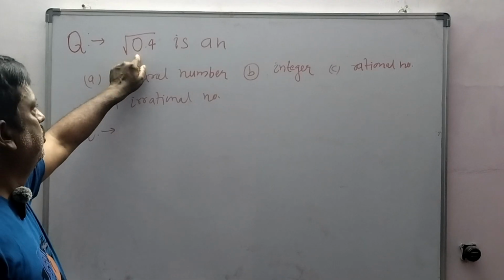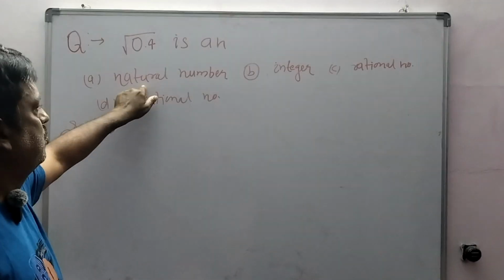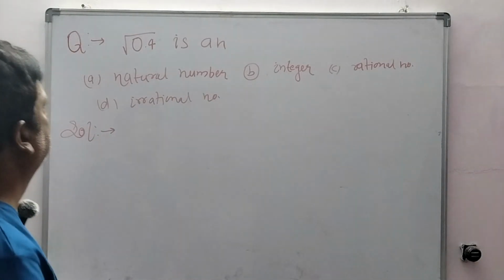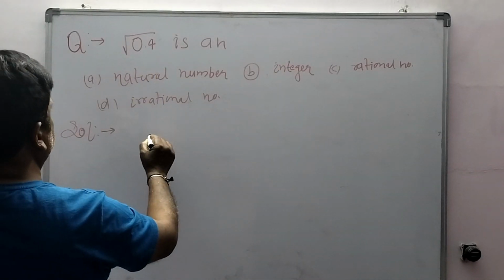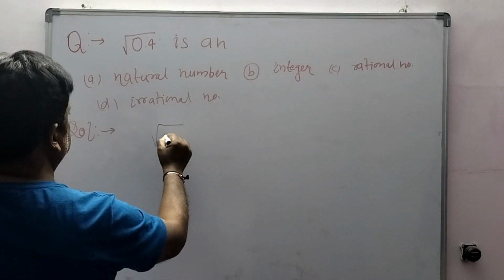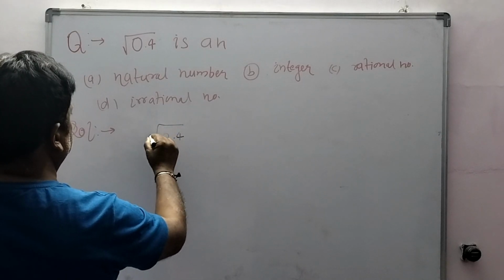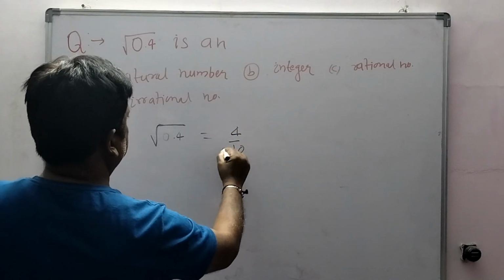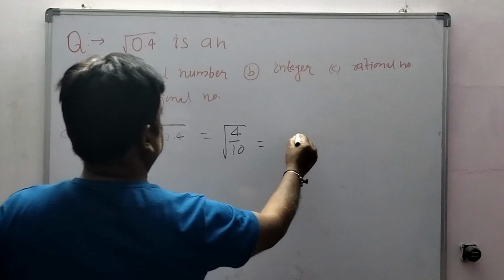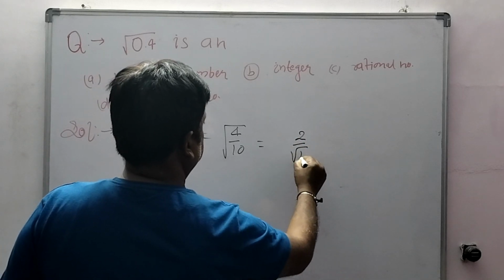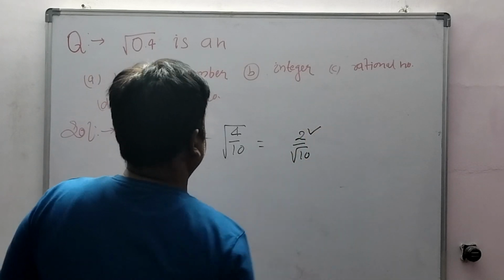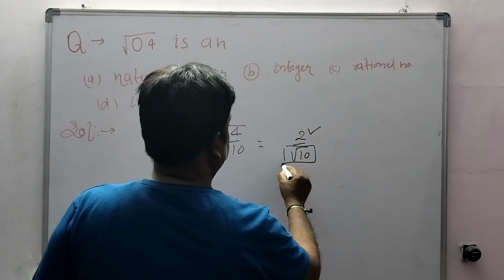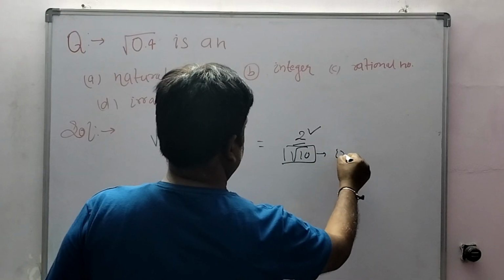Question given: root over 0.4 is a natural number, integer, rational number, or irrational number. So what is the correct option? Root over 0.4 equal to root of 4 by 10, that means 2 by root 10. 2 is a natural number, but root 10 is an irrational number.